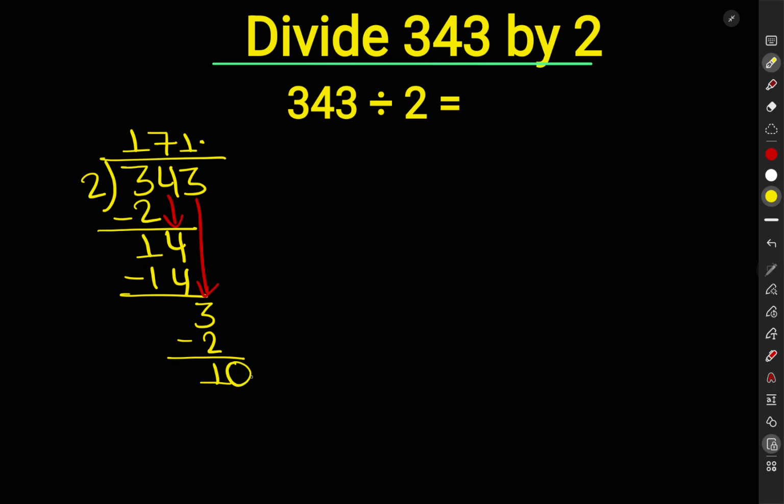So now it became 10 and 2 times 5 means 10. On subtracting we get 0. So 343 divided by 2 is 171.5.